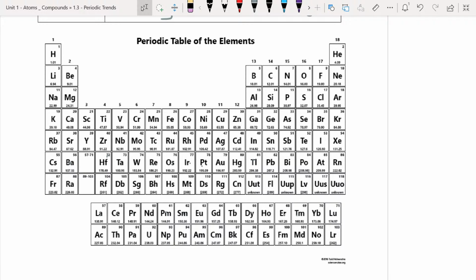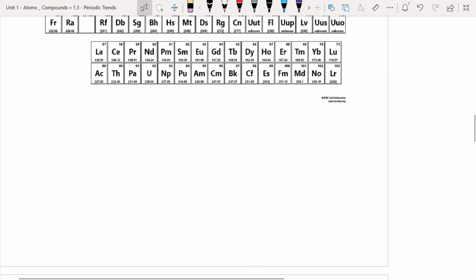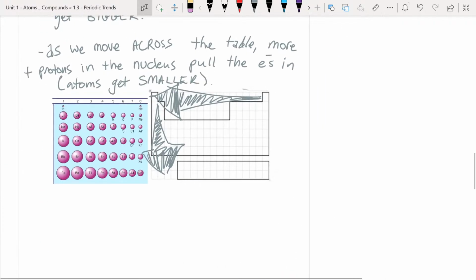To say nothing of the gravitational force, because helium also has 2 neutrons, and gravity also plays a factor here, but don't stress about that. Do we feel like we understand radius? Not too bad, right? So again, this is not a perfect hard and fast rule.